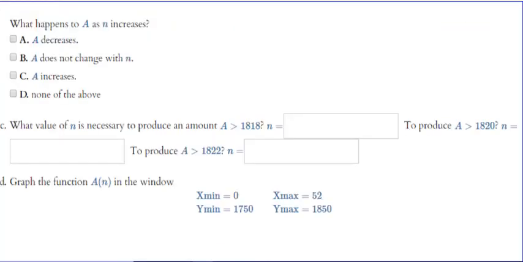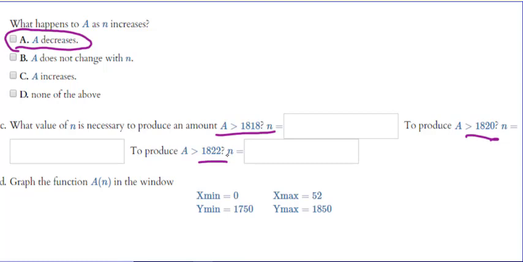Now, what happens to A as n increases? Well, we just said the amount increases. Now, let's look at this. What value of n is necessary to produce an amount greater than 1818, and then 1820 and then 1822? So those are two things, and we're going to graph it.